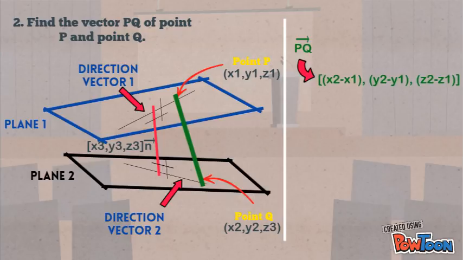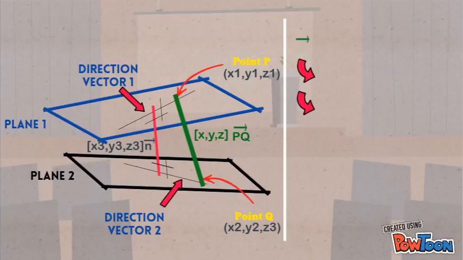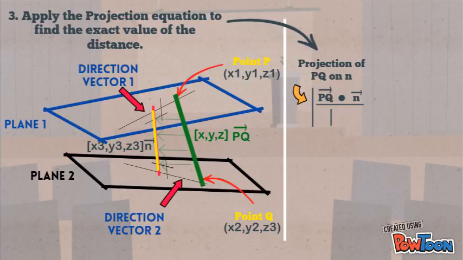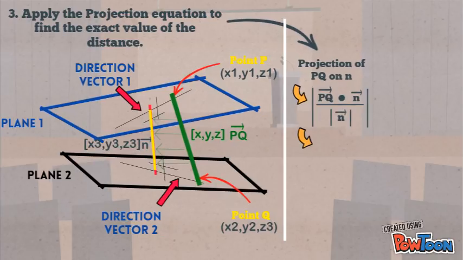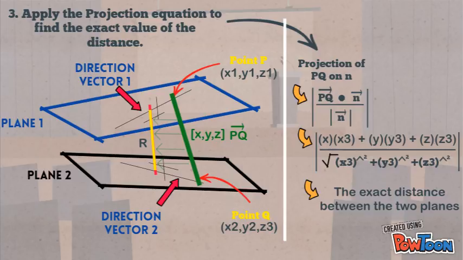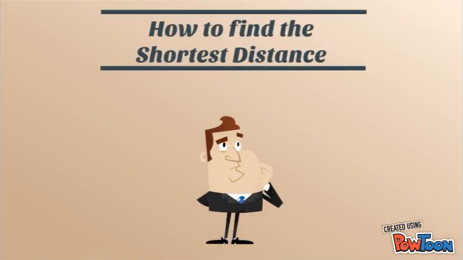Then you will need to connect the line by finding the vector PQ of points P and Q, and the equation is shown on the right side. Then you can apply the equation of projection to find the exact value of the distance. The equation of projection is the modulus of vector PQ dot product the normal vector n, divided by the absolute value of the normal vector n. And by substituting all the existing information, you will get the magnitude of the exact distance. Projection plays a vital part here because it projects the actual distance between the planes onto the normal line.